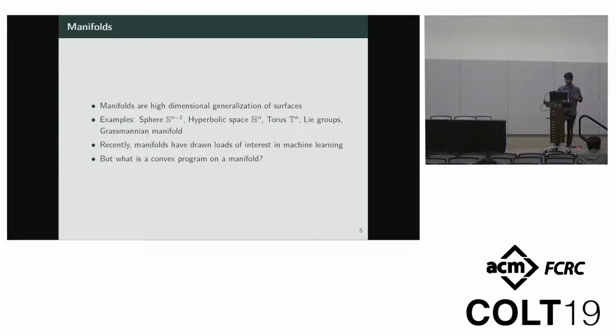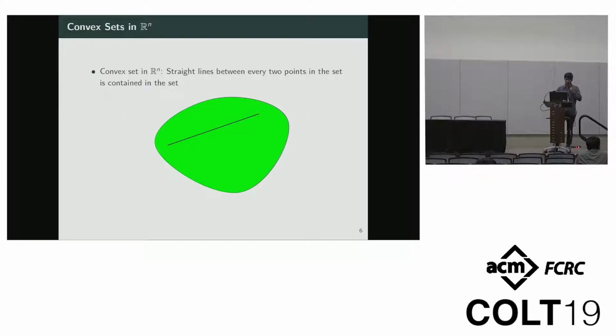Okay, so what we again want to understand is a convex program over a manifold. So what is this object? Let's try to understand what convexity on a manifold means. First, let's look at convexity over R^n. A convex set is a set such that if you take any 2 points in the set, the straight line joining these 2 points is in the set.